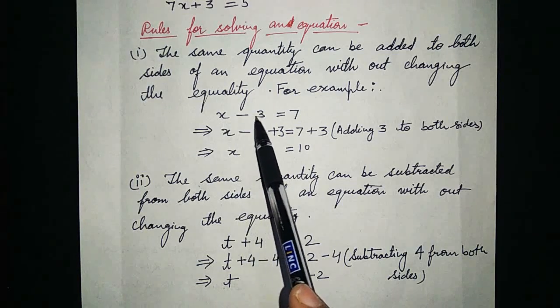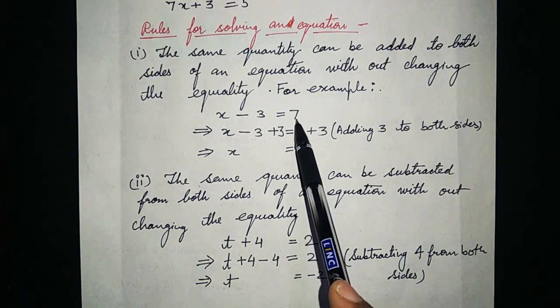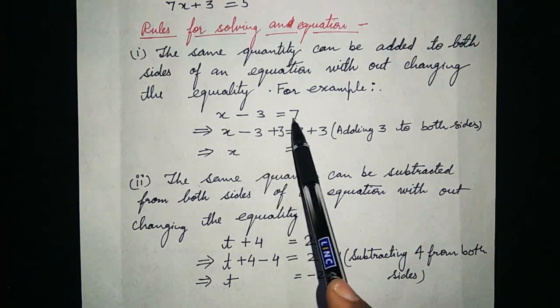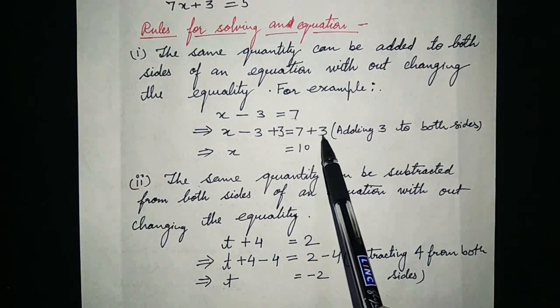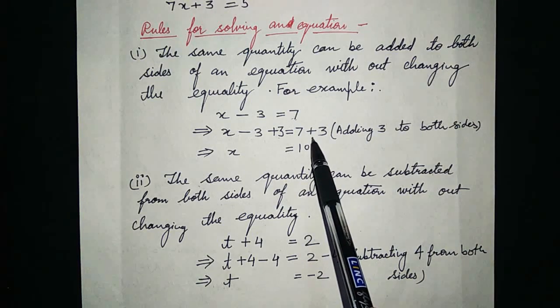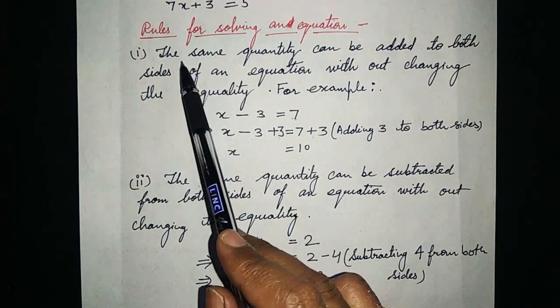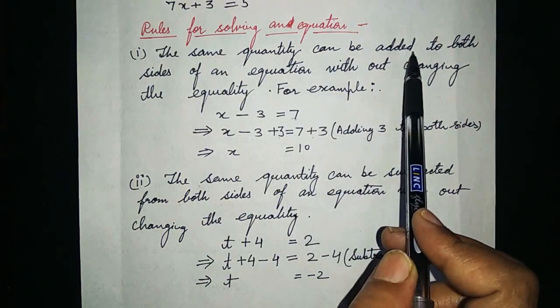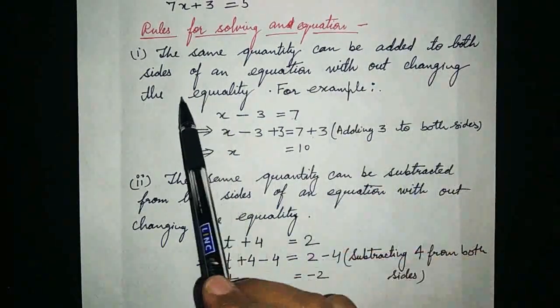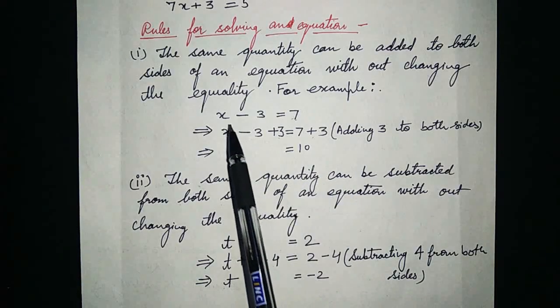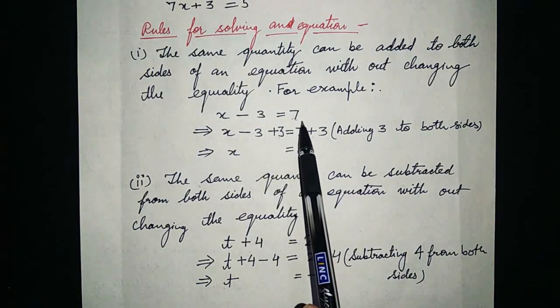Here x minus 3 is equal to 7. In this equation, you can see I have added plus 3 on both sides. You have read this rule: the same quantity can be added to both sides of an equation without changing the equality. I have not done any change here.